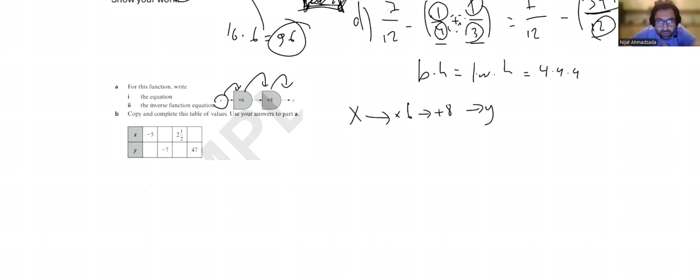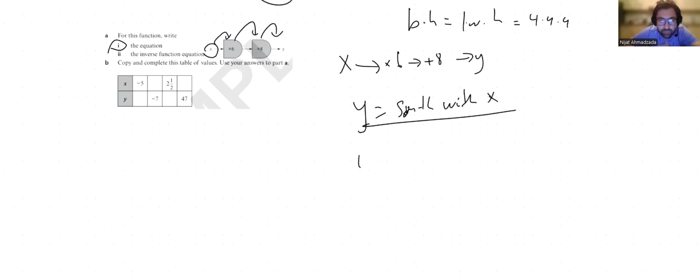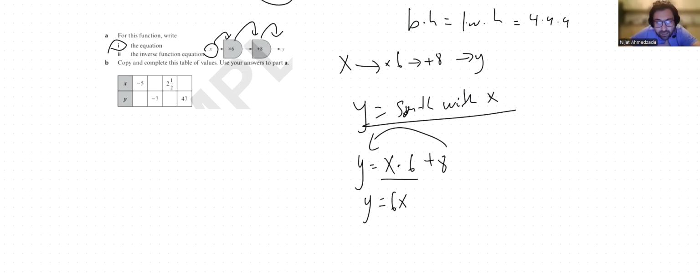We have to write the equation. Function equation is Y equals something with X. So now, let's see what happens to X. We are getting X, multiplying it by 6, adding 8, and as a result, we are getting Y. So that's the equation. Let's write it in a nicer way. X times 6 is disgusting, so write it as Y equals 6X plus 8. So this is part A1, an equation.